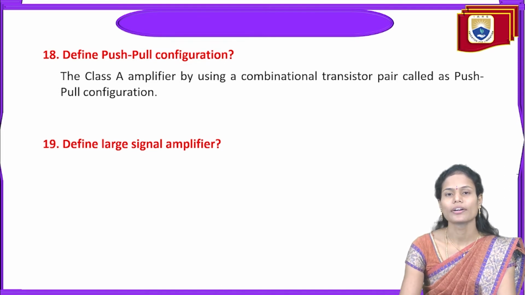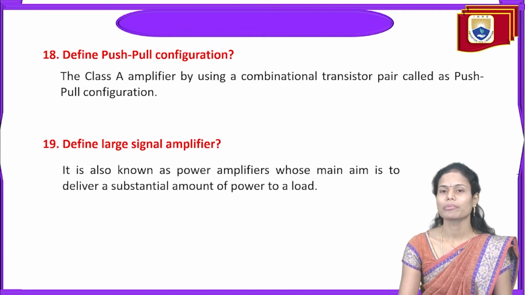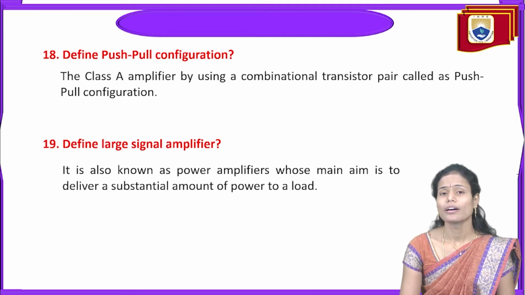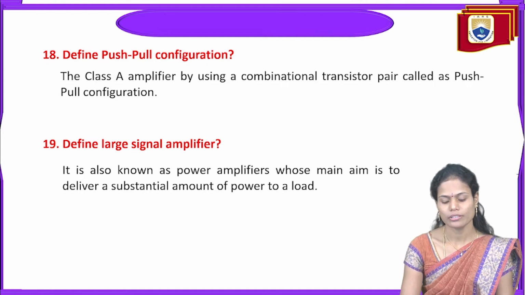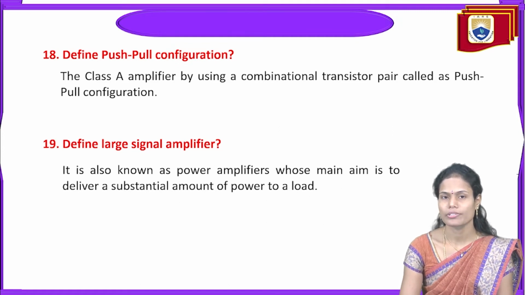And next one is define large signal amplifier. These large signal amplifiers are also called power amplifiers. The main intention of this large signal amplifier is to deliver a large amount of power to the load, that is nothing but power to the different applications here. Small signal amplifiers are nothing but the voltage amplifiers and large signal amplifiers are nothing but the power amplifiers.